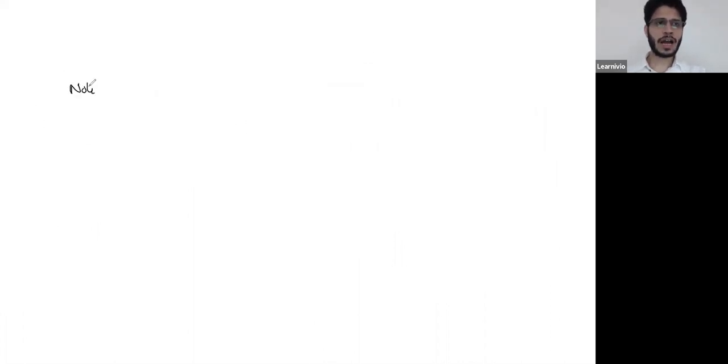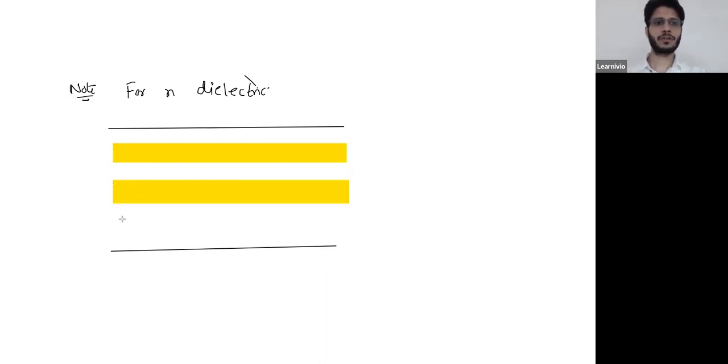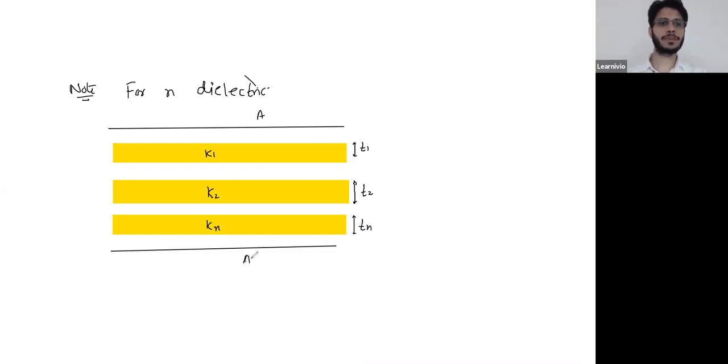The next is, what if you have a number of dielectrics, n dielectrics? So this is your parallel plate capacitor, and between the plates you place a number of dielectrics. This is the first dielectric, you place a second dielectric, you place an nth dielectric, so I've placed n number of dielectrics. This is dielectric constant K1, dielectric constant K2, dielectric constant Kn. Thickness is T1, thickness is T2, thickness is Tn. The area of the plate is A, the separation between the plates is D.